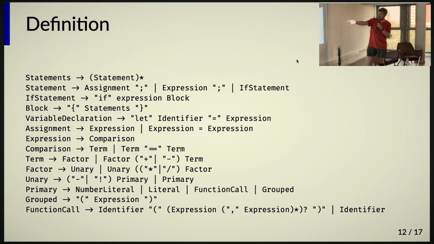Right. Then again, after we have the comparison, we have a term. A term is either something like a factor followed by a plus or minus sign, plus another term, and so forth. I hope it gets clear when I show the code in a second.